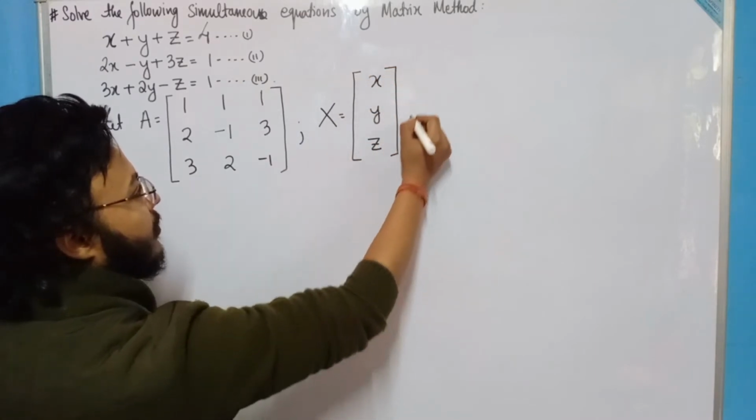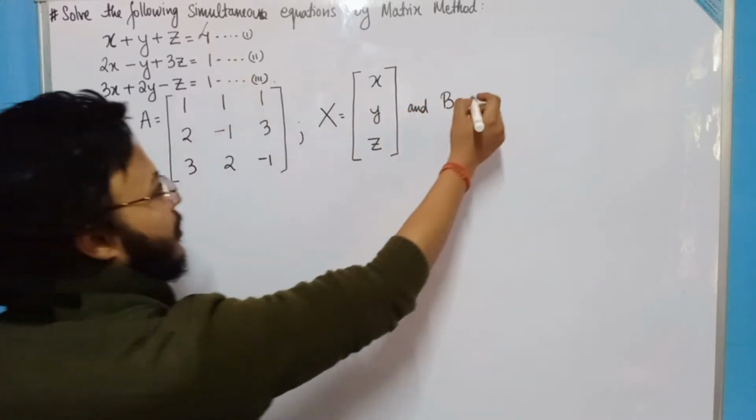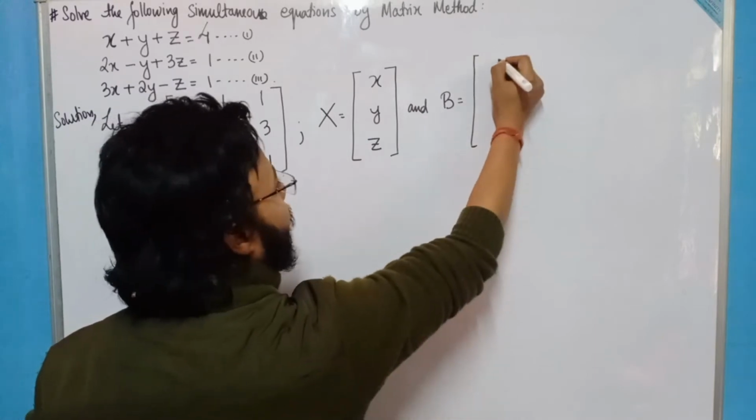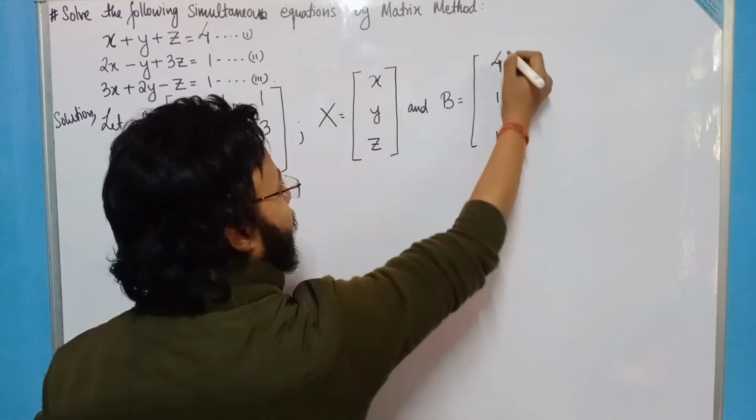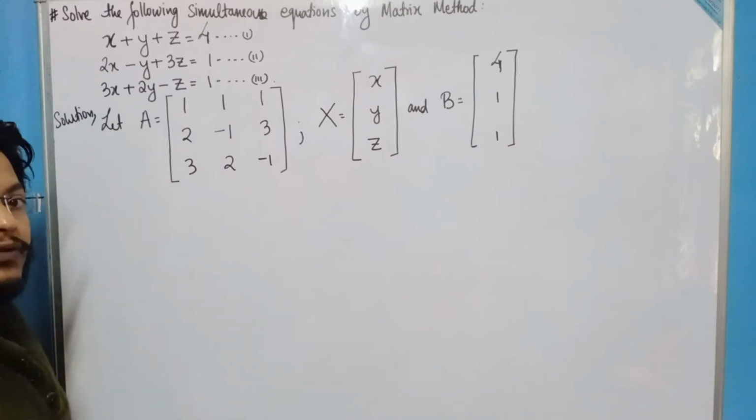Okay, hope you are clear with this. And now, what do you have to take? B. So what will be my B? B will be my 4, 1 and 1. Okay, got it? So what happens is that we have to find A inverse.